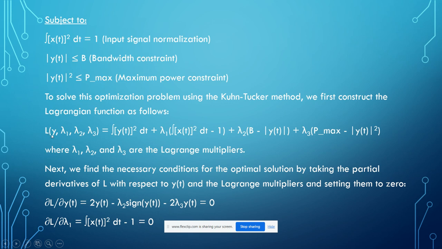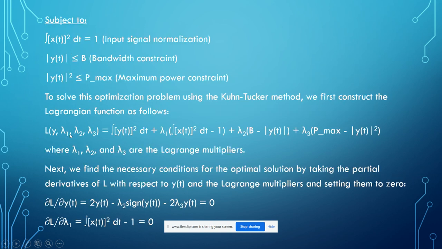So we can write the Lagrangian function as the objective function plus lambda 1 into constraint 1 plus lambda 2 into constraint 2, lambda 3 into constraint 3. Lambda 1, lambda 2, lambda 3 are the Lagrangian multipliers. Take partial derivatives with respect to y. We do not need lambda 1, lambda 2 and lambda 3 derivatives.